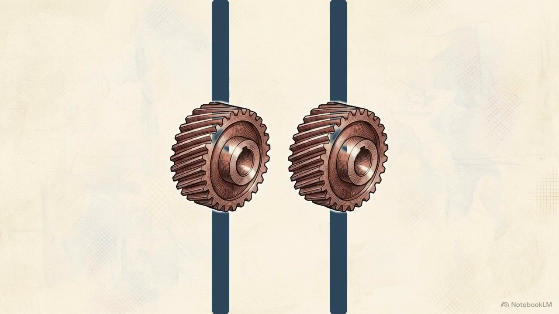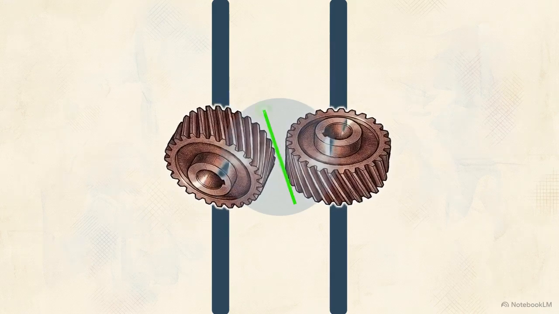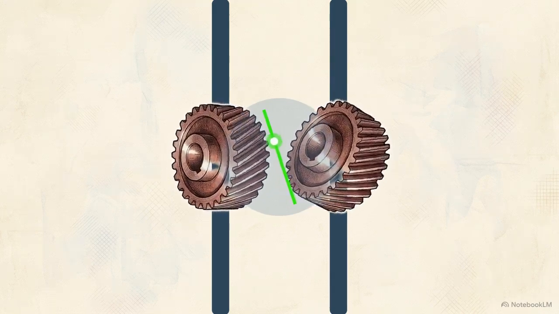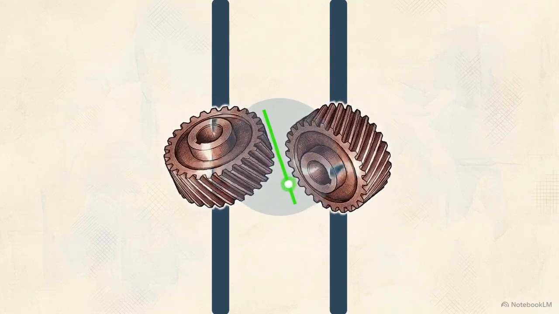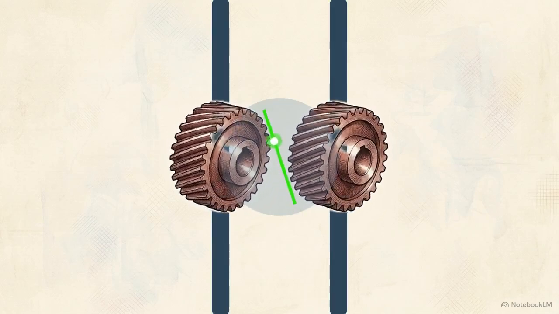Here, the geometry is modified. The teeth are cut at a deliberate, continuous angle to the shaft axis. This creates a gradual sliding engagement rather than a flat collision. The result is a smoother operation, making them standard in automobile transmissions.